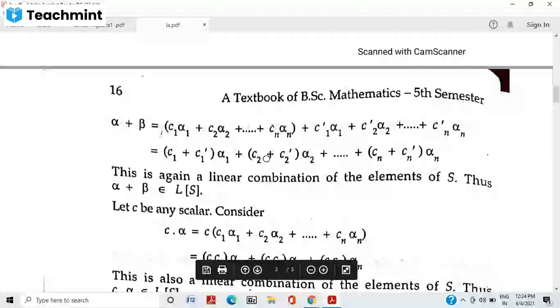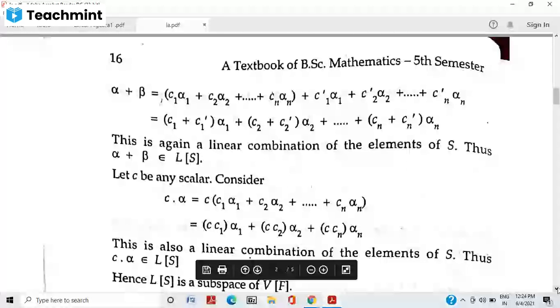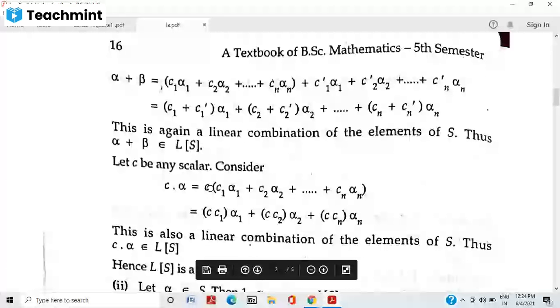So vector addition is satisfied. Next we have to show that C alpha belongs to L of S. What do you get for C alpha? C into alpha is C into C1 alpha 1, and when you simplify, what do we get? C C1 alpha 1 plus C C2 alpha 2 plus etc. plus C Cn alpha n. Again these are all linear combinations of alpha 1, alpha 2, etc., alpha n.